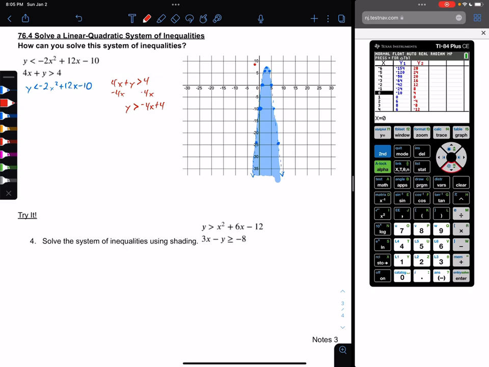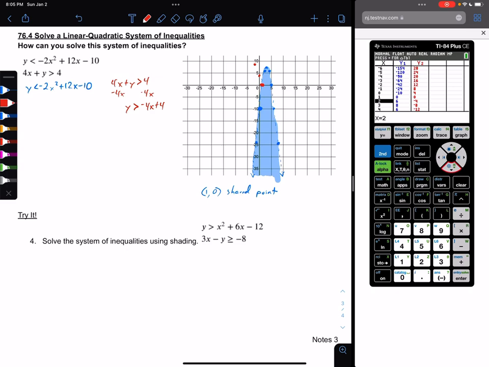0, 4. 1, 0. Notice that that was also a point on the parabola, so we want to highlight that. 1, 0. We're going to write that on the bottom down here. 1, 0 is a shared point. Again, you want to make note of that as you're going if you can. It'll save you a little bit of time.